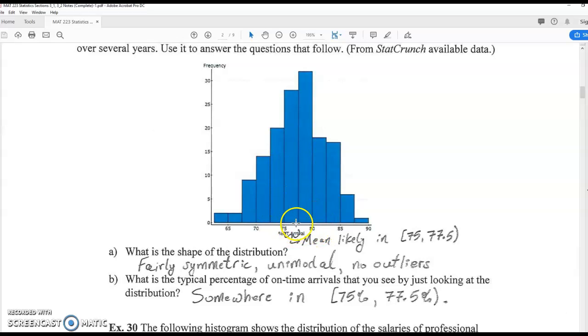And when I'm looking at it, it seems to me that a balance is somewhere in this interval, which notice that these bins are 2.5 wide. So this goes from 75 to 77.5, but remember that 77.5 is not in that bin, it's in the next one. So the mean is likely somewhere between 75 and 77.5, but not counting 77.5.